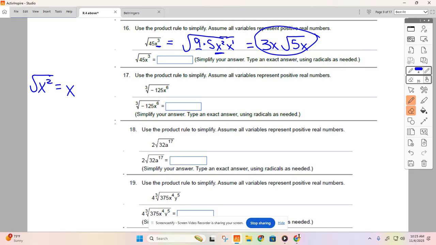Why you kept the x in? Like outside? So I had separated as x squared times x. When I take the square root of x squared, that makes this x come out, but I still had 1 underneath. So I leave it there.